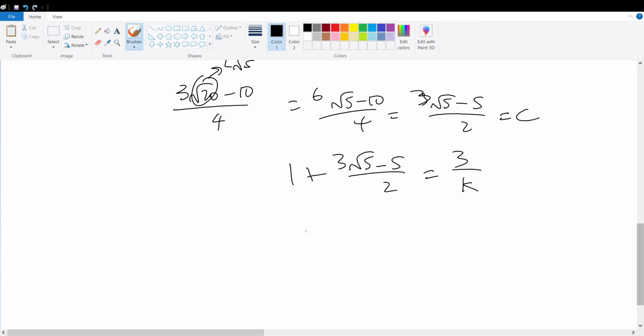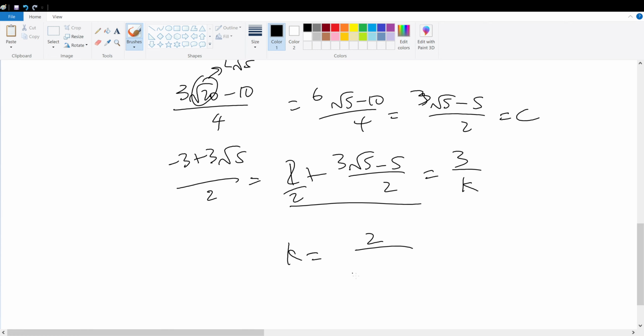So this, if we combine the left-hand side first, will be equal to 2 over 2, will be -3 plus 3 root 5. So that means if we cross multiply and divide, k must equal 2 over 3 root 5 minus 3 times 3, which becomes 6, or we factor out a 3 on everything, so that becomes 3. That becomes 1, this becomes 1, and this becomes 2. So 2 over root 5 minus 1, but we've got to simplify further by multiplying the conjugate of root 5 plus 1 over root 5 plus 1.